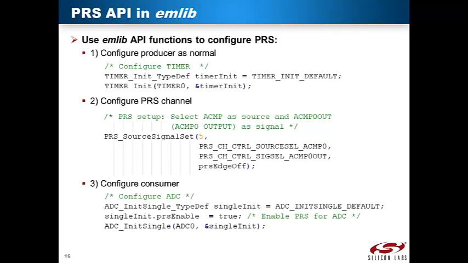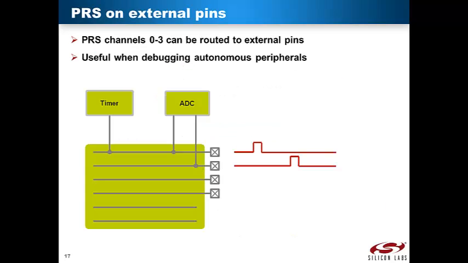The last step is to configure the consumer. Use the Consumer Peripheral API to select which reflex channel a consumer monitors and which actions to take when a reflex signal is detected. The PRS output on some channels can be routed to external pins. This allows PRS to trigger external devices. Routing a PRS signal to an external pin can also be a useful tool when debugging peripherals that operate while the CPU is asleep.